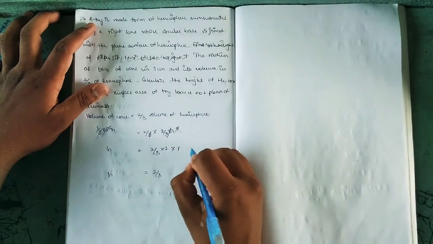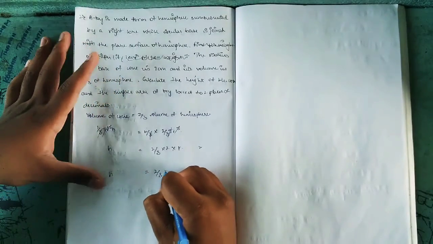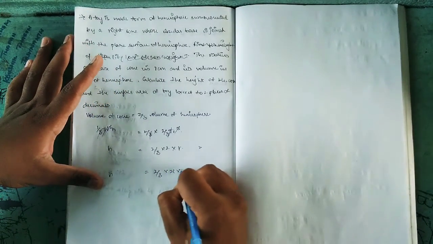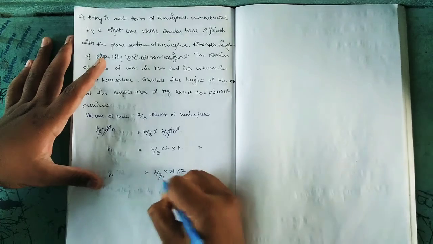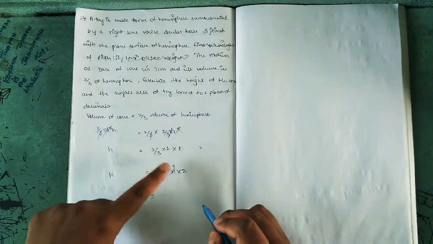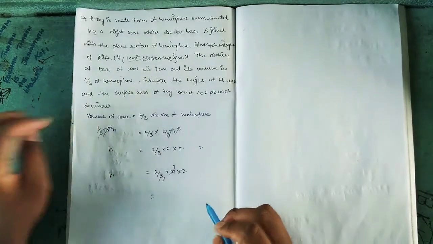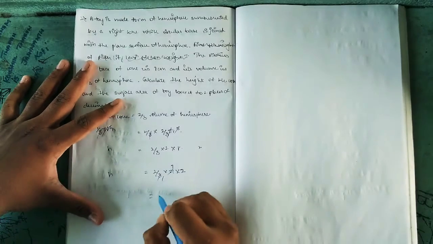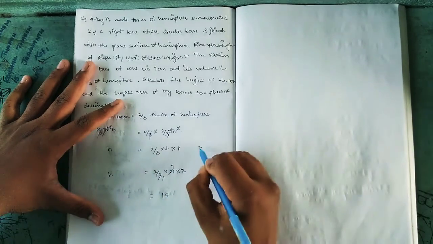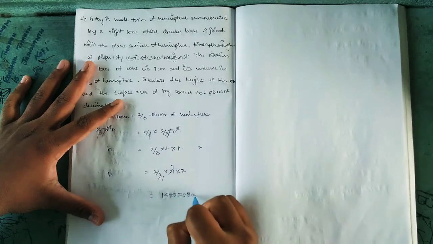We'll leave this 2 aside and take it again. So 2 by 3 into 21 into 2. 3 ones are 3, 3 sevens are 21. So the radius here they have given is 21 centimeters. So here we will get 14. We'll take again this 2 centimeter. 14 into 2 is equal to 28 centimeters.